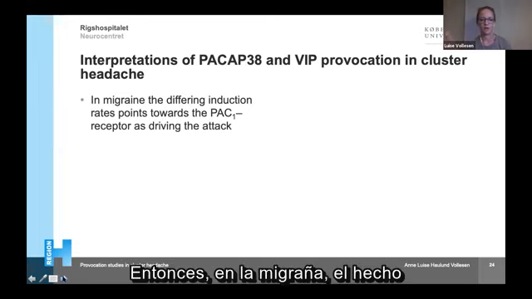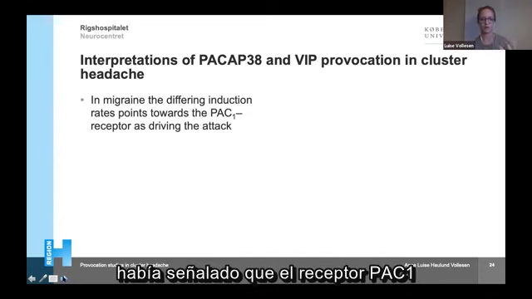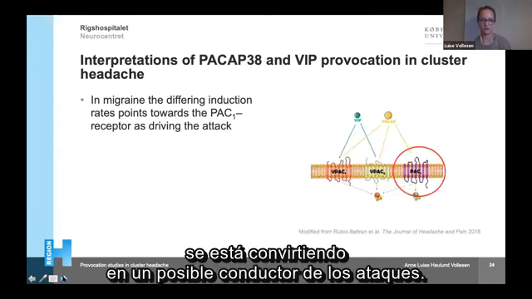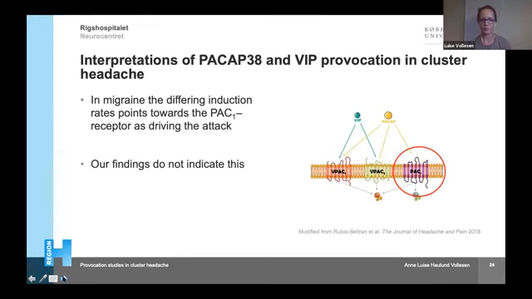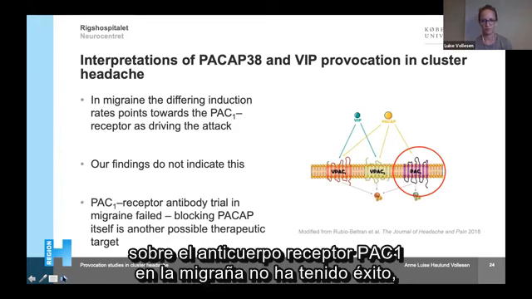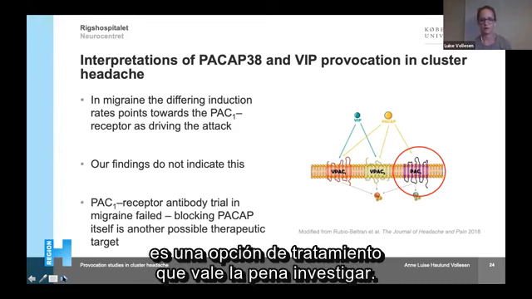So in migraine, the fact that PACAP induces attacks and VIP does not had pointed towards the PAC1 receptor as being a possible driver of the attacks, and we can't really say that our findings indicate this. Interestingly, since then, the PAC1 receptor antibody trial in migraine has failed, but we still think blocking PACAP itself is a therapeutic option worth investigating.